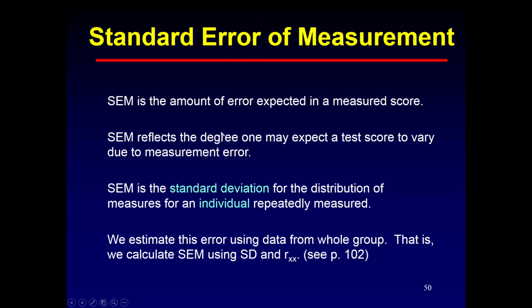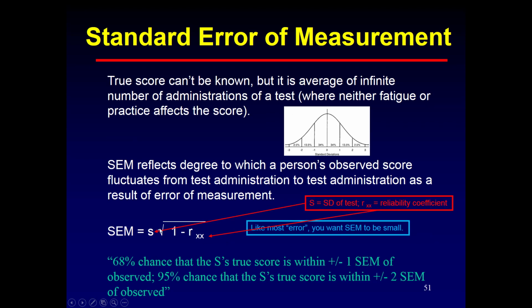And the next thing is that it reflects the standard deviation for the distribution of measures for an individual repeatedly measured. So again, I take your height once, I take your height twice, I take your height 1,000, 1,000,000 times. What's the standard deviation of those measures? Okay, that's what is the standard error of measurement, or what is called the SEM. Turns out we don't want to measure you 10,000 times, so we can estimate this error using data from the whole group and the formula that's shown on page 102 of your book and is reproduced for you here.